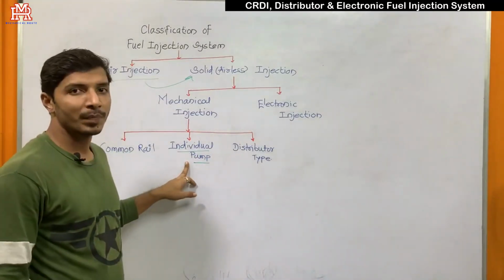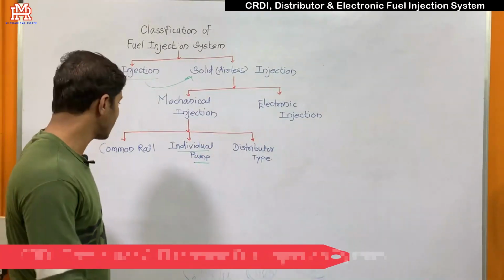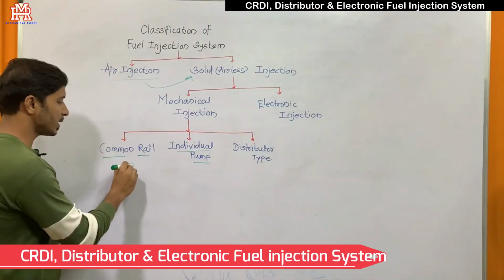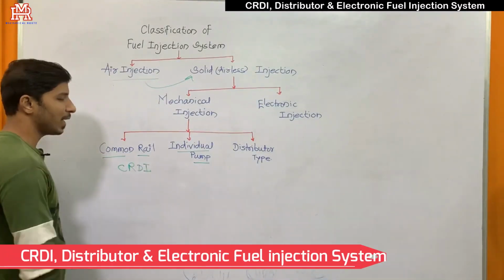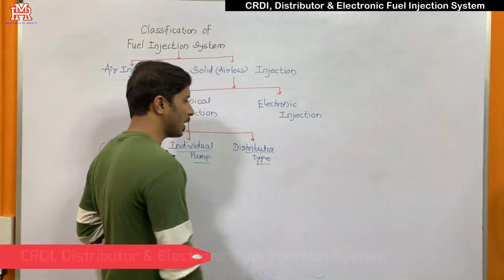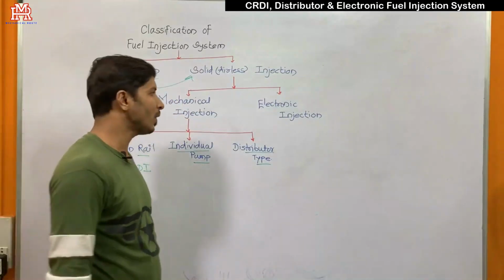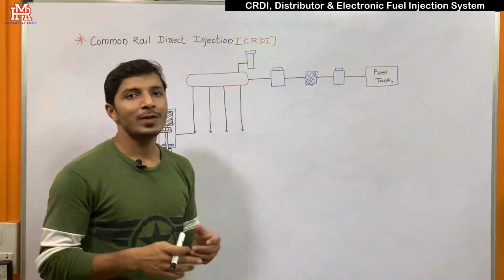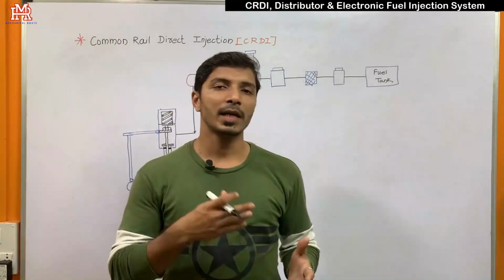In this solid or airless injection system we explained one type, which is the individual pump type fuel injection system. And now in today's video we'll be discussing this common rail, which we call CRDI, common rail direct injection, and then we'll discuss the distributor type fuel injection system, and finally we'll cover the electronic fuel injection system. So now we'll start with this CRDI, common rail direct injection system.